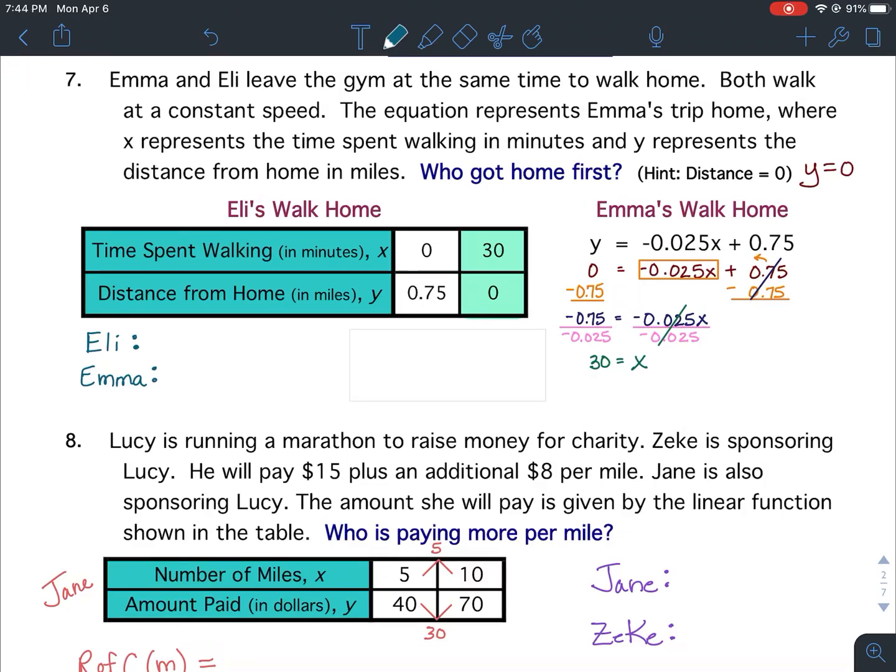Functions review questions 7 and 8. Question number 7. Emma and Eli leave the gym at the same time to walk home. Both walk at a constant speed.